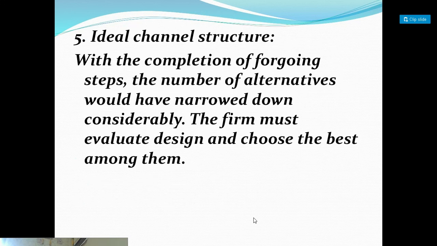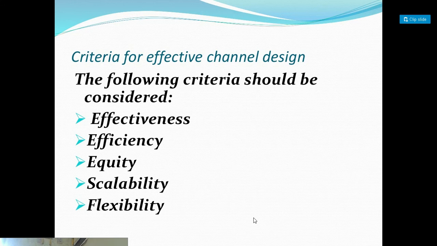Next one is the ideal channel structure. With the completion of the foregoing steps, the number of alternatives would have narrowed down considerably. The firm must evaluate, design, and choose the best among them. Here in the idea, we create new features, bring new ideas, or add some new strategies in the product for running for the long term in the market, or to come up from the competitors in the market.